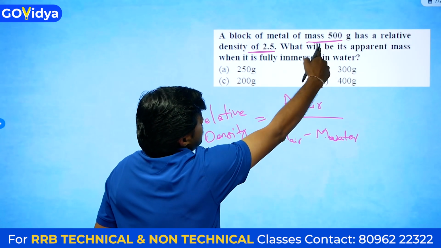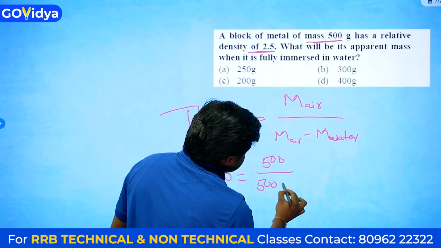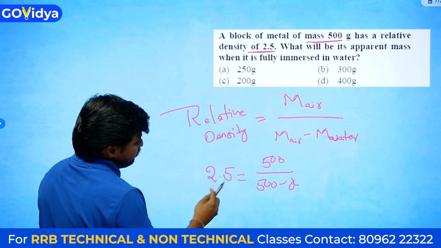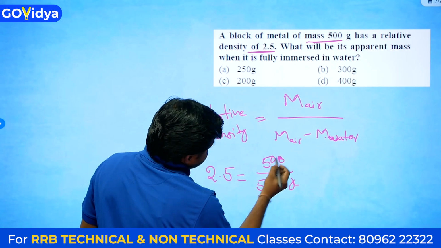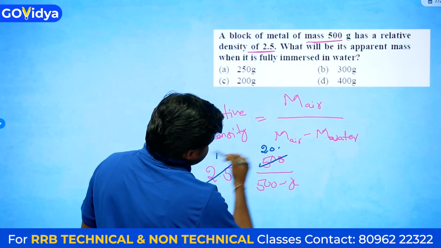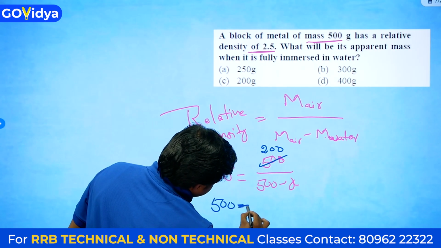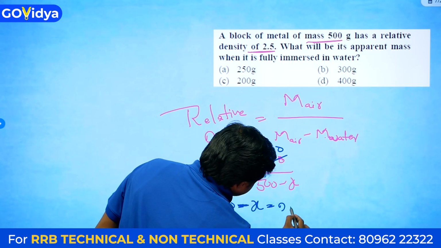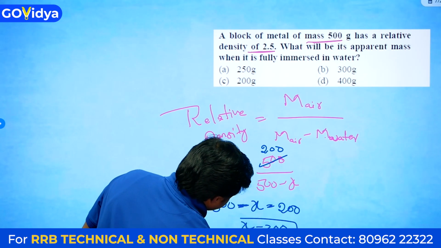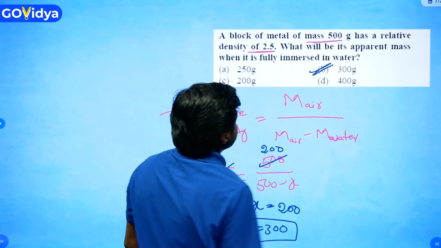Okay, mass is given, 500, and 500 minus, let us say the mass of the body in water is x. 2.5, this is 500. So 500 minus x is equal to 200. x is equal to 300. Option B is the correct answer. Okay, next question.